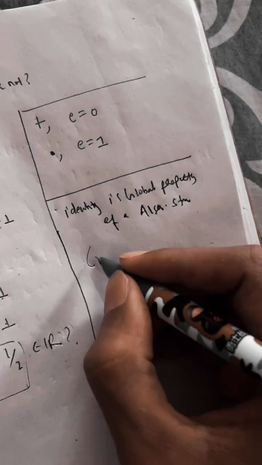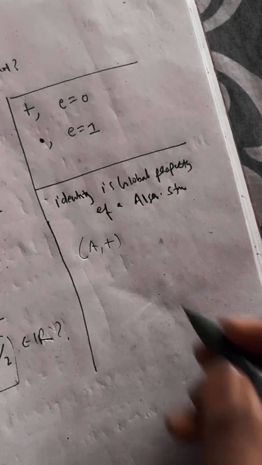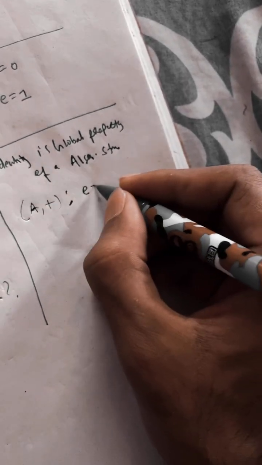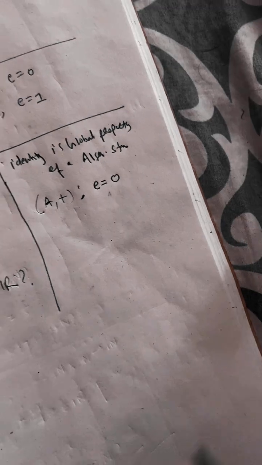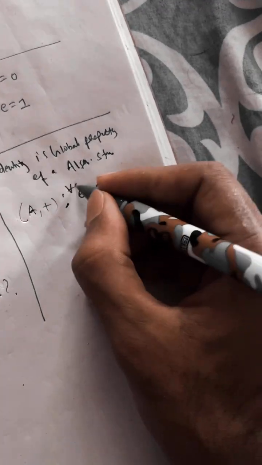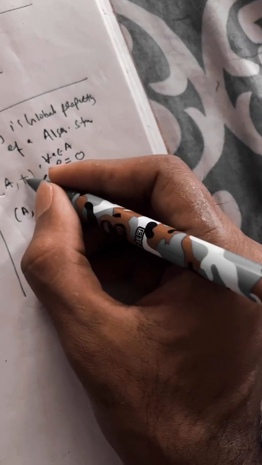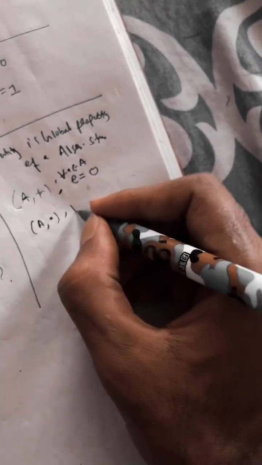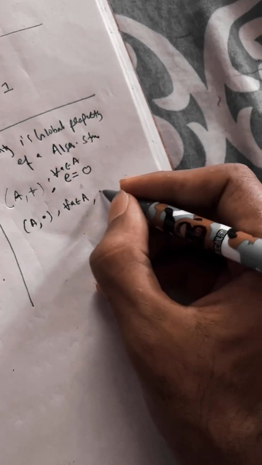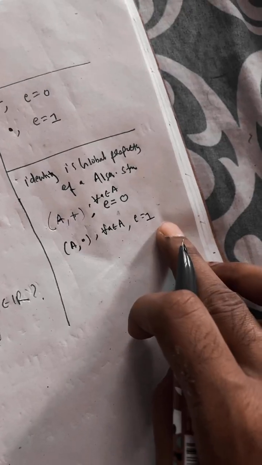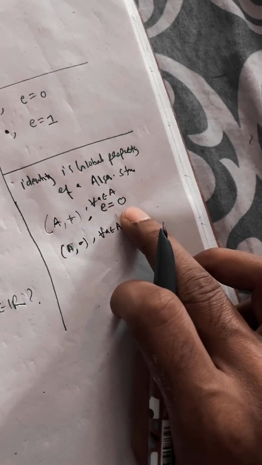If our algebraic structure is (A, +), so no matter what the set is, the identity element is always 0 for all elements that come from this set. If our binary operation is multiplication, then for all a that come from A, identity is always 1. For all elements it is 1. For all elements here it is 0.